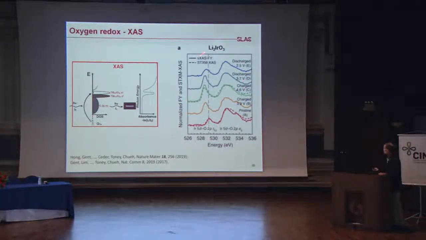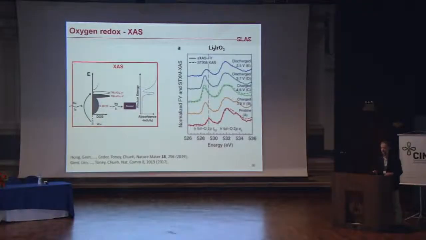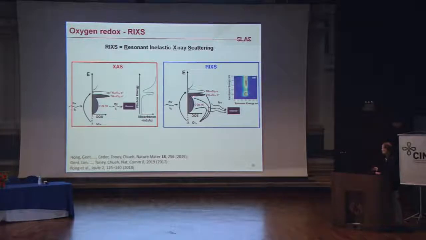I'm not going to go into the details of this, except to point out that because of the strong hybridization between the oxygen 2p and the iridium 5d, interpreting this is very difficult, and it's challenging to get oxygen redox information from this kind of measurement. So instead, we turn to what's called resonant inelastic X-ray scattering.